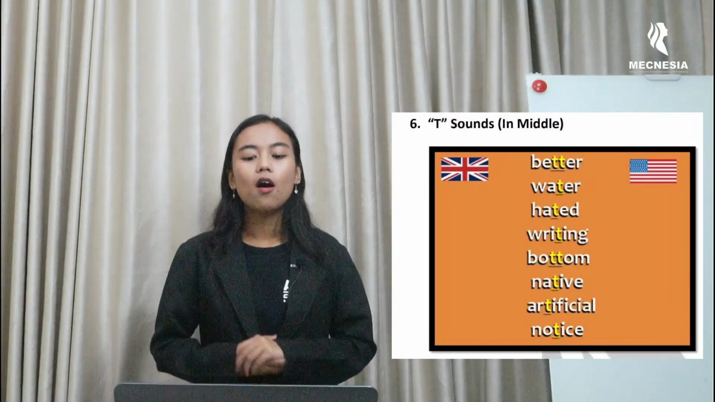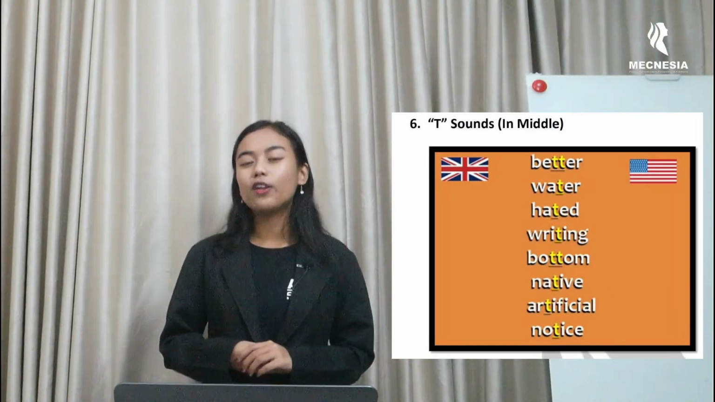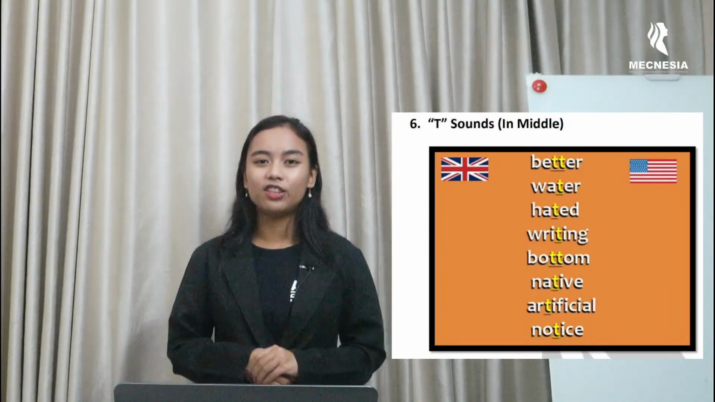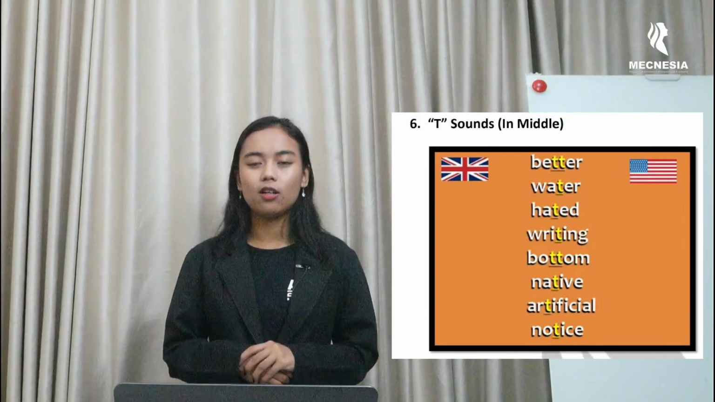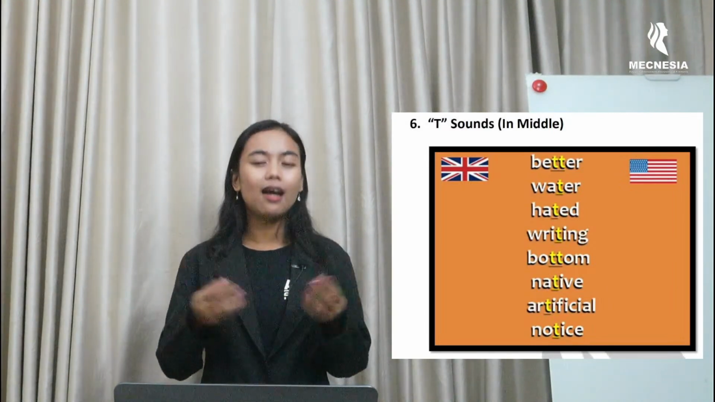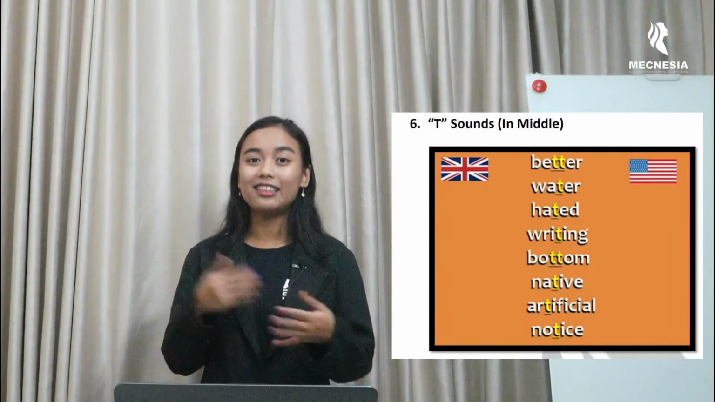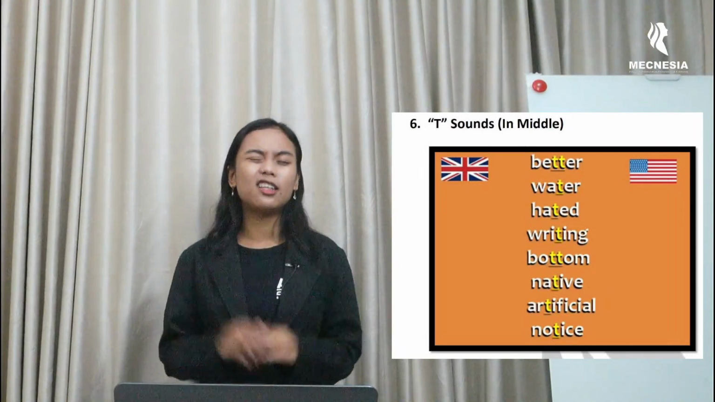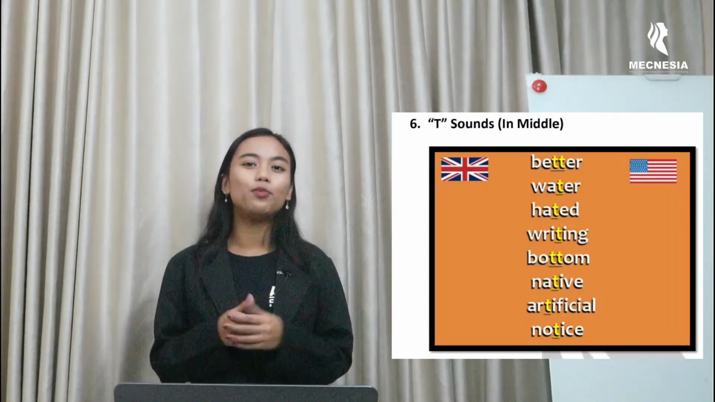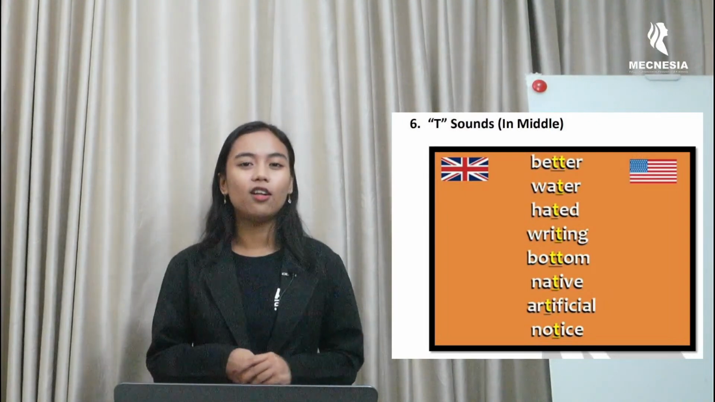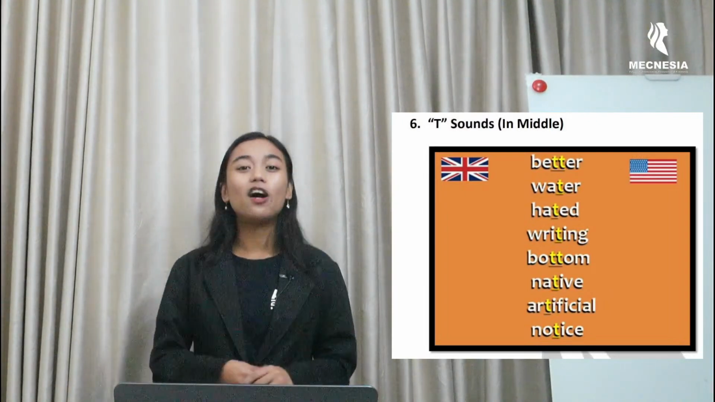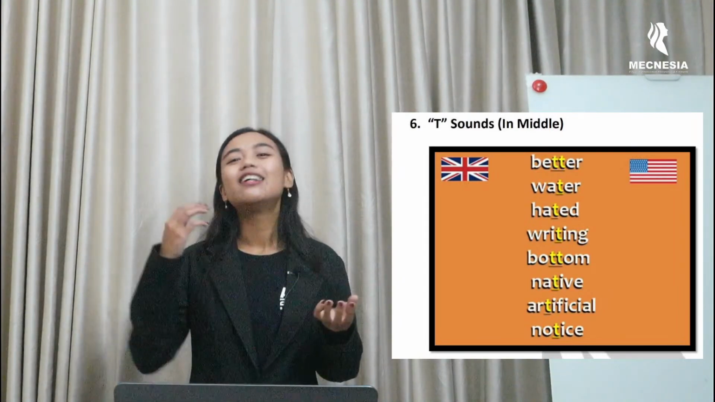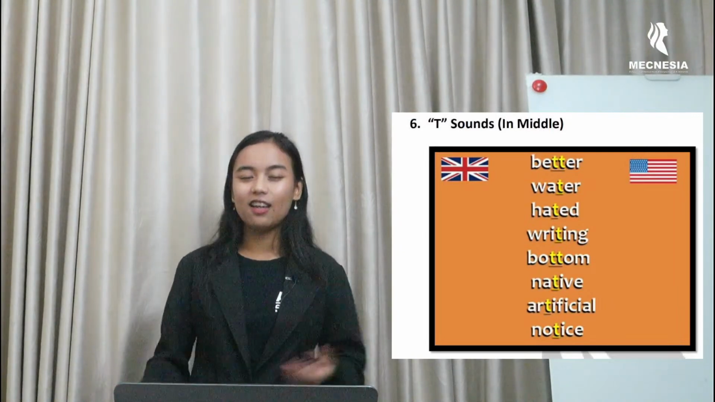Next, we have artificial. Well, in British English, we say it artificial. T-nya tetap sebagai huruf T. Let's say it. Artificial. Now, in American English, sekarang di bahasa Inggrisnya orang Amerika, we pronounce it as artificial. So, in British English, T-nya tetap T. In American, T-nya diganti D.